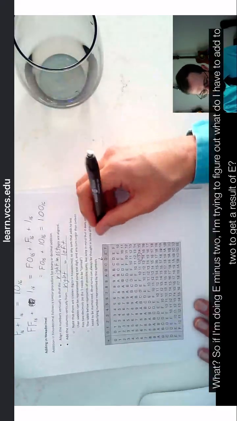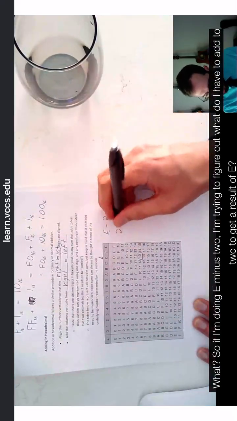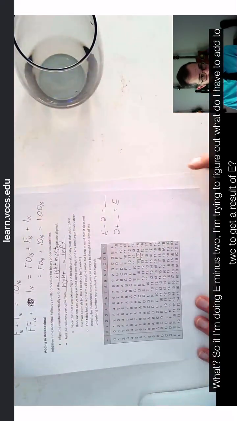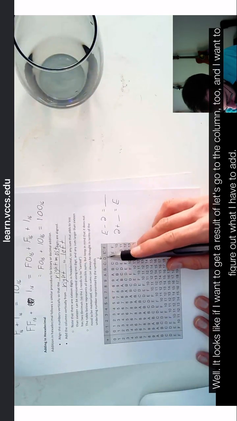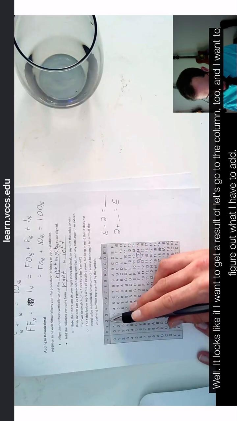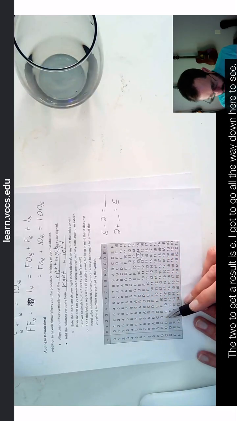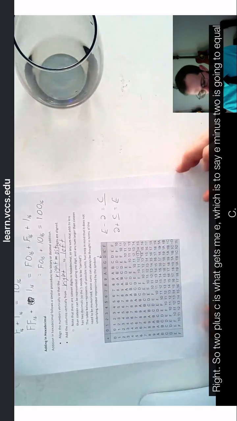Again, that last step that I just did, another way to think about it using the table: E minus 2, I'm trying to figure out what do I have to add to 2 to get a result of E. Well, let's go to column 2, and I want to figure out what I have to add to 2 to get a result of E. I got to go all the way down here to C. Right, so 2 plus C is what gets me E, which is to say E minus 2 is going to equal C.